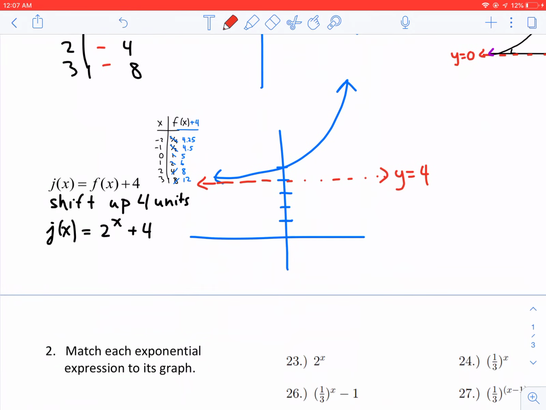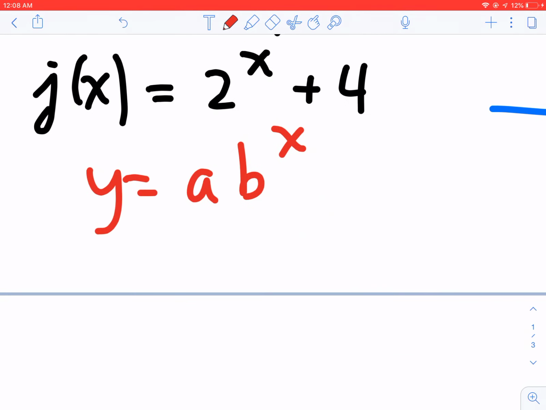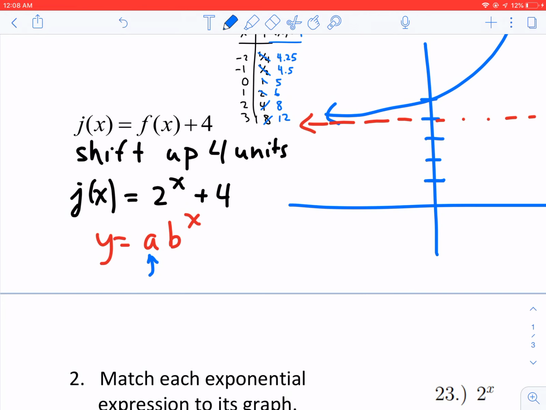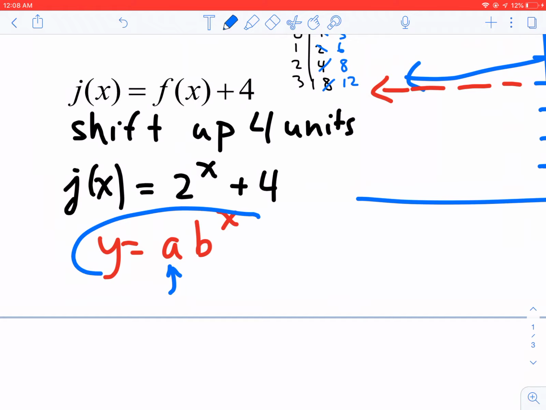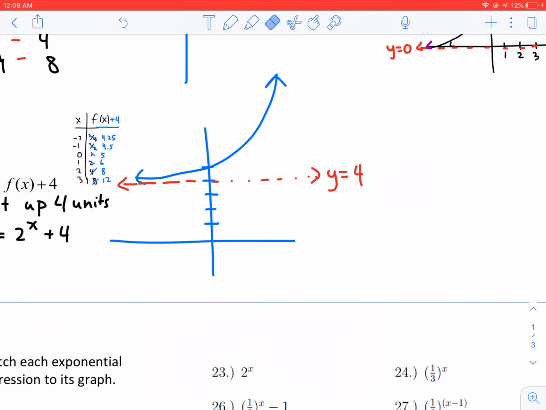So when your function is written like this, not in y equals a times b to the x form, a couple things happen. We can't say that that a value is our y-intercept anymore, right? Because that vertical shift brought our y-intercept up 4 units. It's only when it's written exactly in this form that that a value is the y-intercept. So once we apply these transformations, that rule doesn't apply anymore. Right, and our horizontal asymptote also is not at y equals 0.